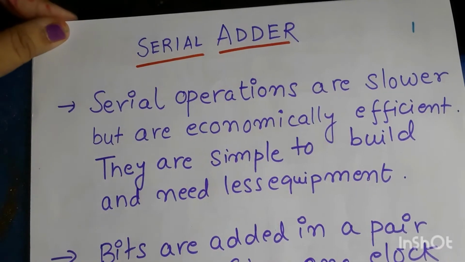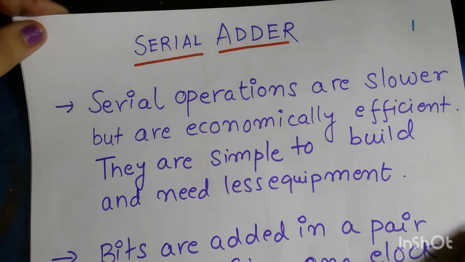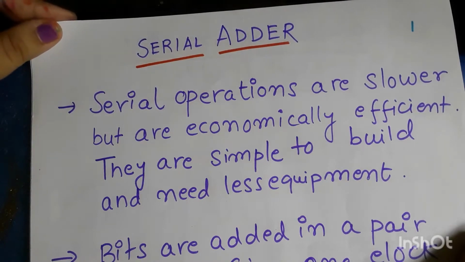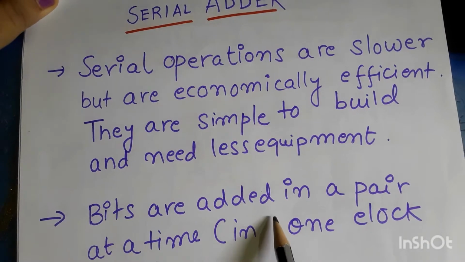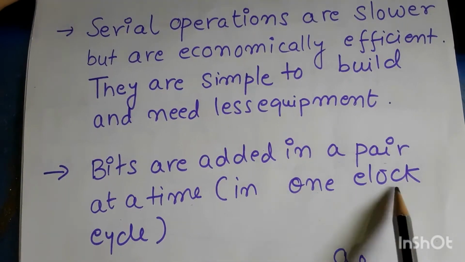Serial adders are slower in comparison to parallel adders, but they are very economically efficient because they need fewer components in order to be built. What happens in a serial adder? In a serial adder, we add 2 bits at a time in one clock cycle. Bits are added in a pair at a time in one clock cycle.